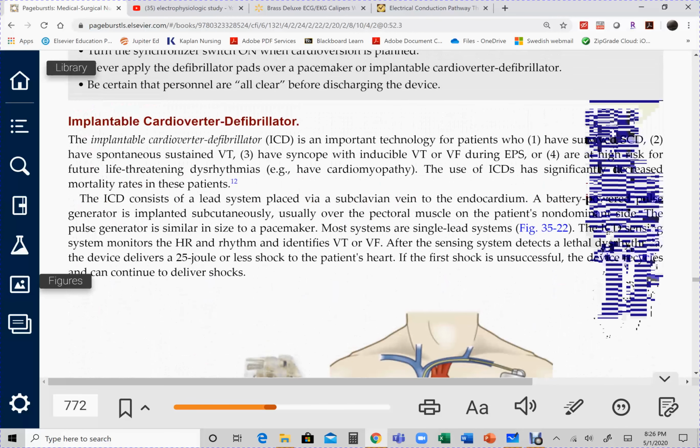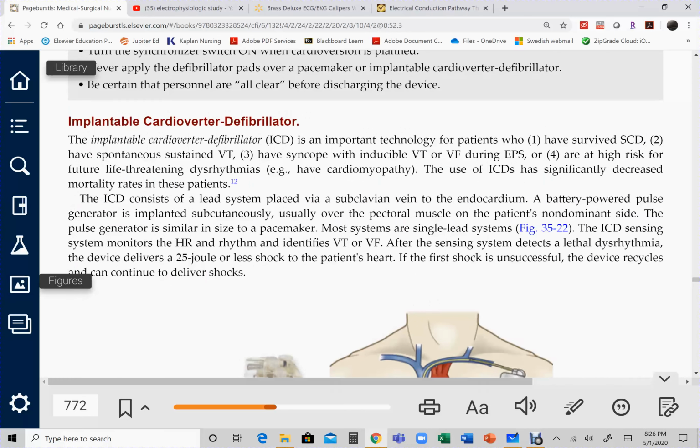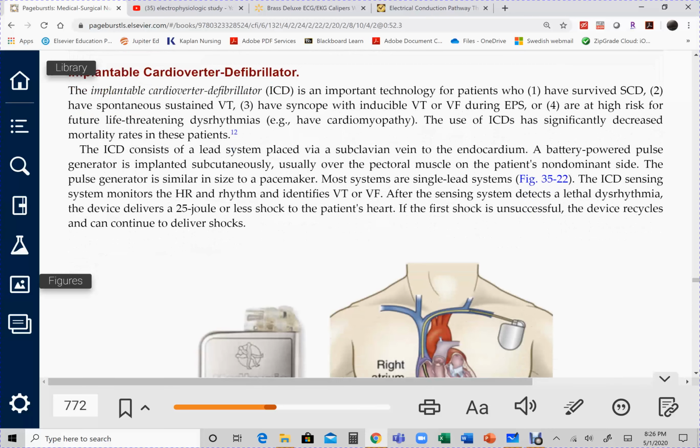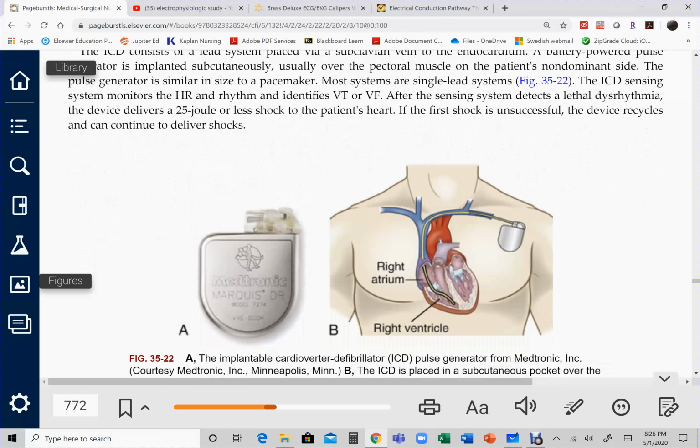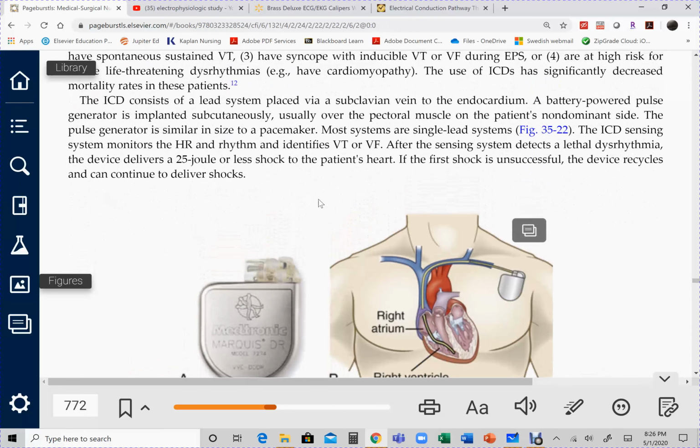ICDs, so this was mentioned in chapter 33 for patients who survived a heart attack, so they are now at risk for fatal dysrhythmias, particularly VFib, V-Tach. So they will need an ICD. This is an internal cardioverter defibrillator. So it's a defibrillator, so it will deliver electric shocks. Smaller though. So here, 25 joule shocks.